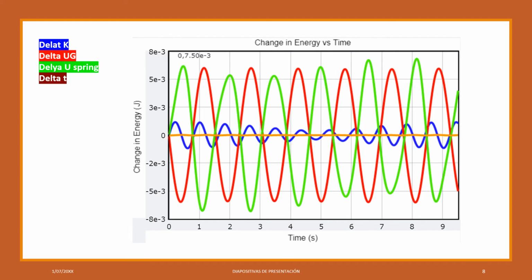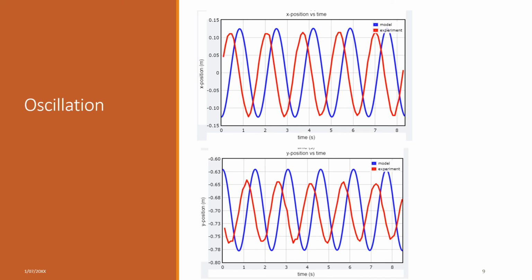So these are the energy graphs, and as you can see, the change in kinetic energy is much less than the change in potential energy due to gravity and due to the spring, while delta t just remains constant. As you can see with these two graphs that display the model and the experimental data, there isn't much difference between the motion. It's just the human error from Tracker that might have made the data different.